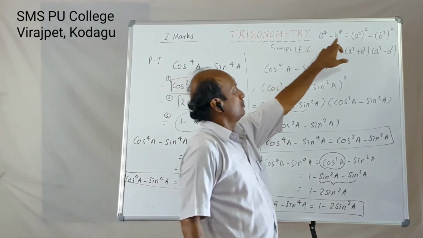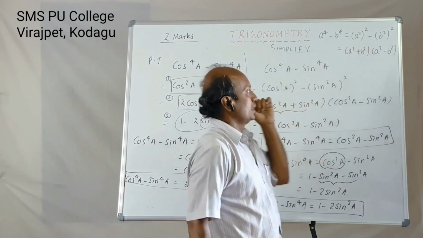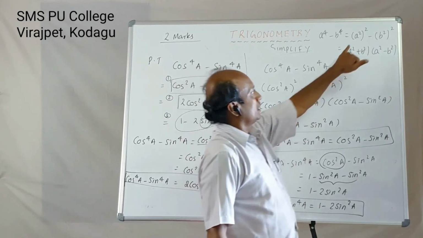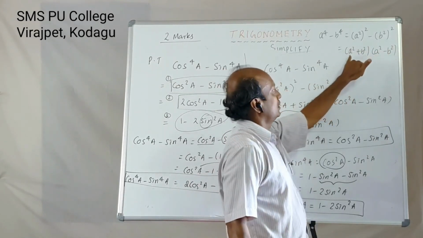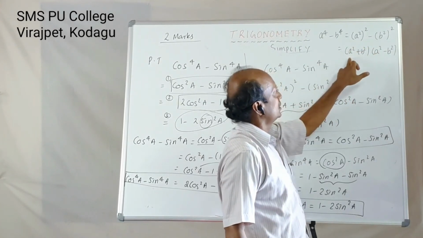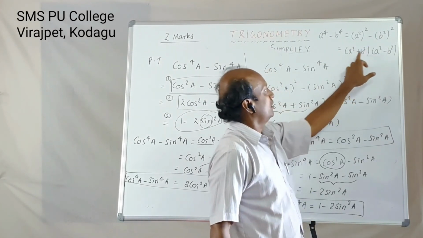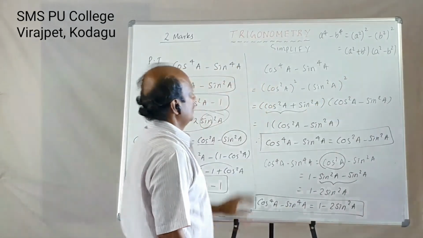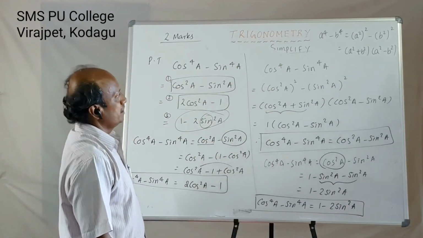A to the power of 4 minus b to the power of 4, you can write as a square whole square minus b square whole square. That you can split as a plus b into a minus b. But in the place of a, you have a square, in the place of b, you have b square. Therefore, a square plus b square into a square minus b square. The same idea I have applied here.